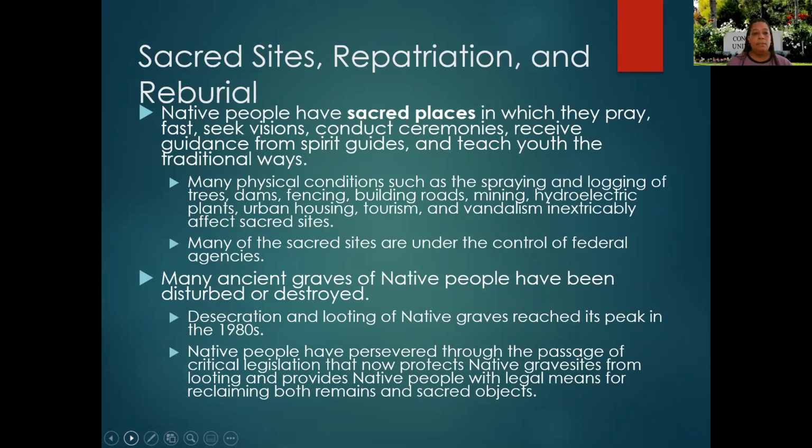Some sacred sites and repatriation and reburial. Native people have sacred places in which they pray, fast, seek vision, conduct ceremonies, receive guidance from spiritual guides, and teach youth the traditional ways. Many physical conditions, such as spraying and logging of trees, dams, fences, building roads, mining, hydroelectric plants, urban housing, tourism, and vandalism inextricably affect the sacred sites.